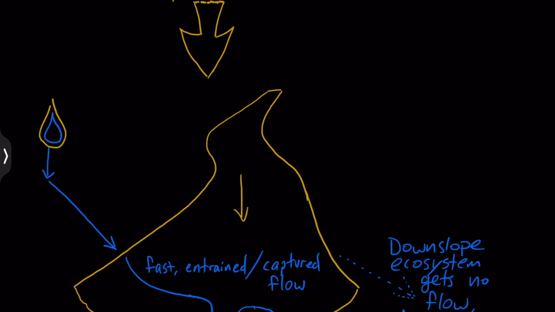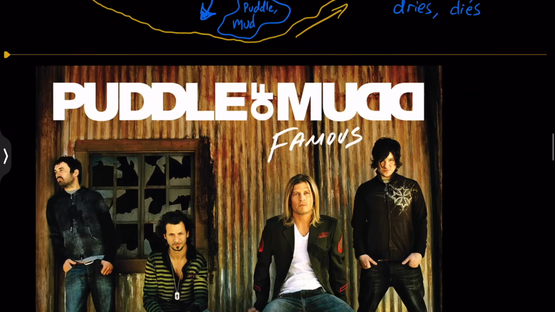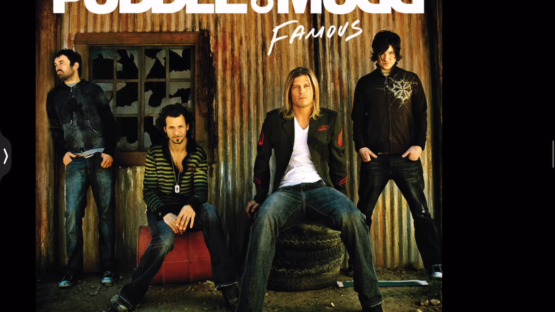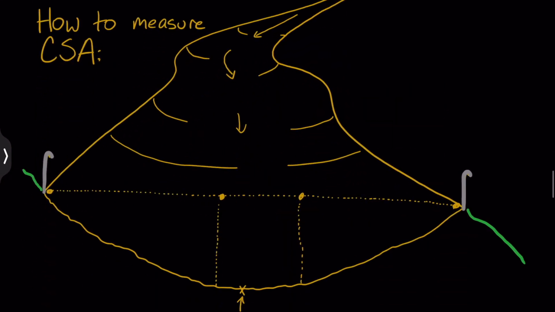We create a micro upslope on the outslope side, and this berm, as this lip is called, is really good at trapping water and forming puddles and mud. And as we know from the band Puddle of Mudd, it's a regrettable situation in all cases. Moving on.